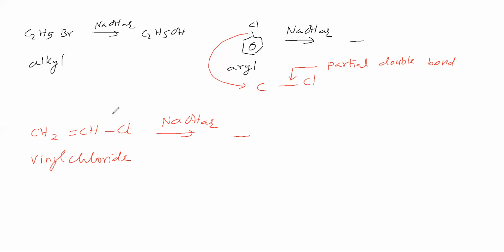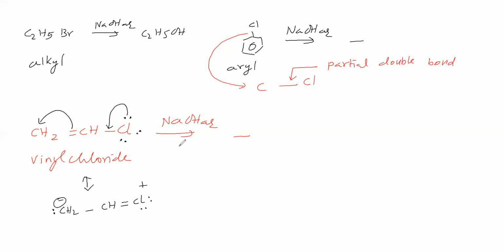In vinyl chloride, resonance is possible. Mesomeric effect is possible: the lone pair becomes a pi bond, and the pi bond becomes a lone pair. Due to this mesomeric effect, CH2 gets a negative charge, and Cl gets a positive charge. Therefore, between C and Cl there is a partial double bond in the resonance hybrid. So here also Cl is not replaced by OH minus.